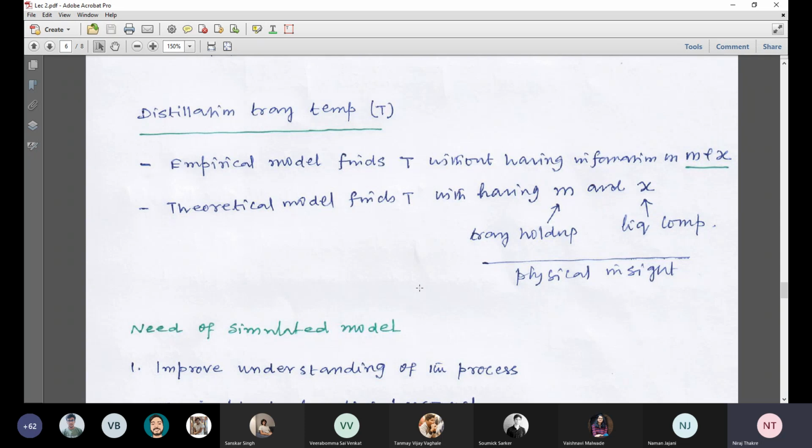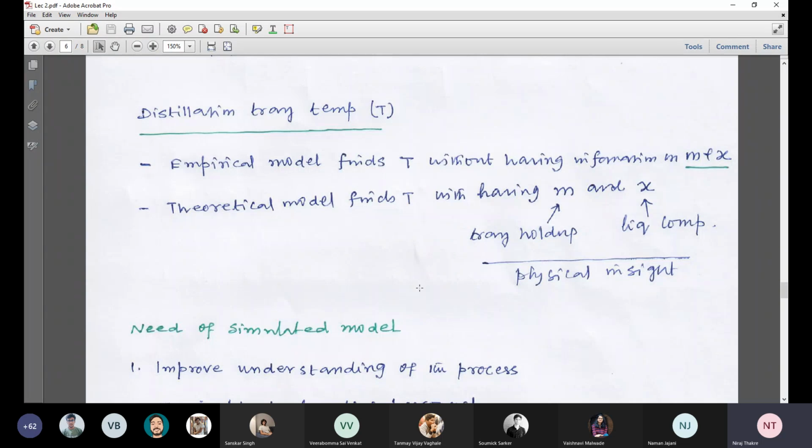Then usually we test our simulated model, whether it is correct or not. How do we test? We just compare our output and the experimental output. Once we are confident about our model, we extend its applicability to various other operating conditions at which so far no experimentation is performed. Okay, that is what is written here: improve understanding of the process.